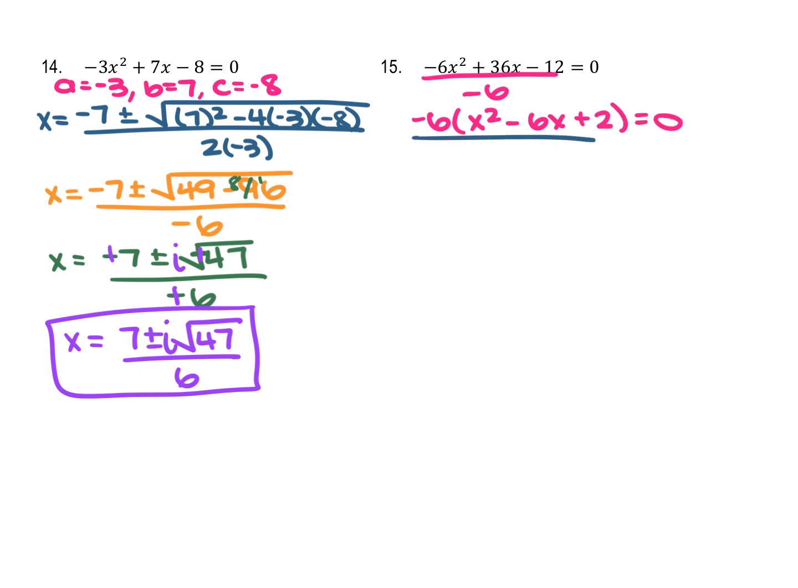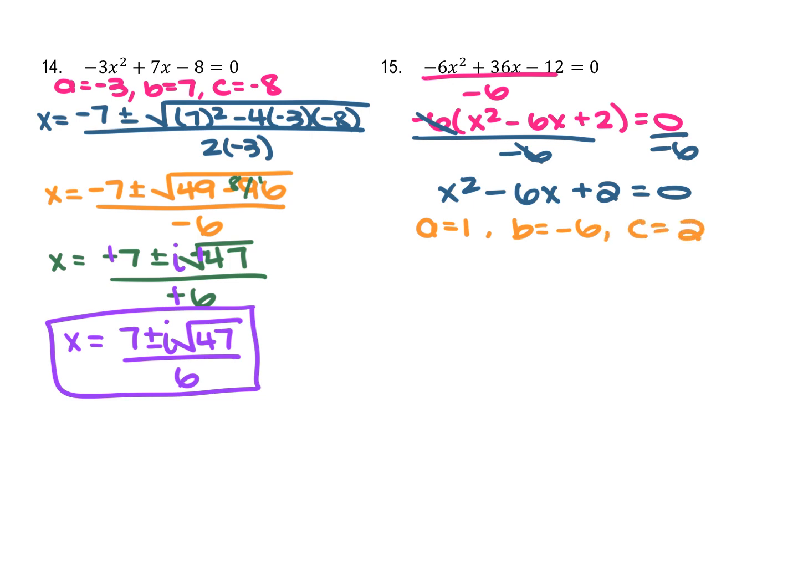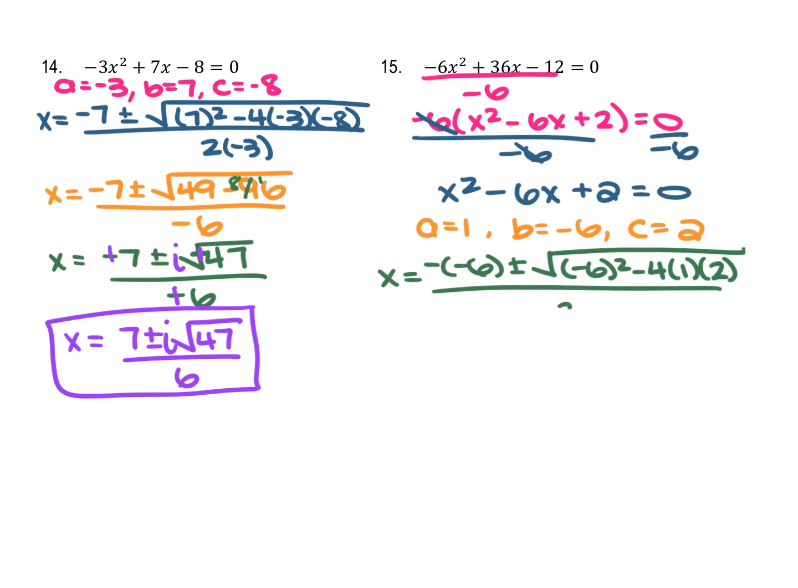So from here, we would divide each side by the negative 6. They would cancel out on the left, and you'd just be left with x squared minus 6x plus 2 is equal to 0. So now you're working with an a of 1, a b of negative 6, and a c of 2. So if you plug this in, you're going to have x is equal to the opposite of negative 6 plus or minus the square root of negative 6 squared minus 4 times 1 times 2 all over 2 times 1.